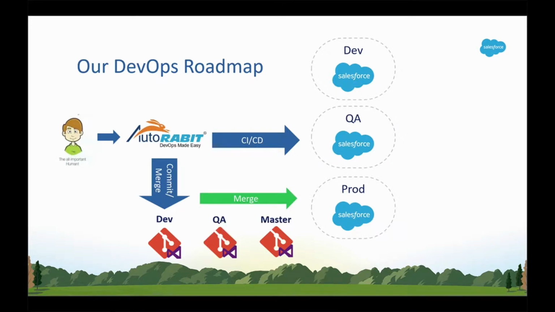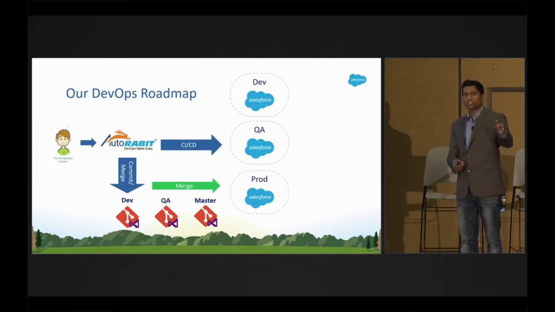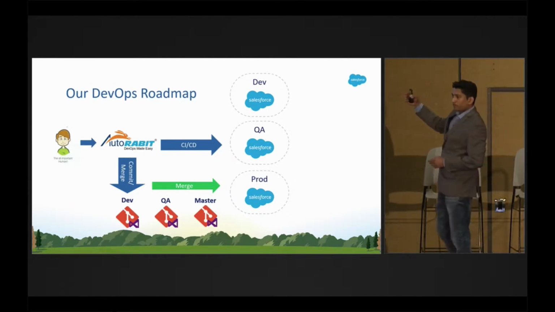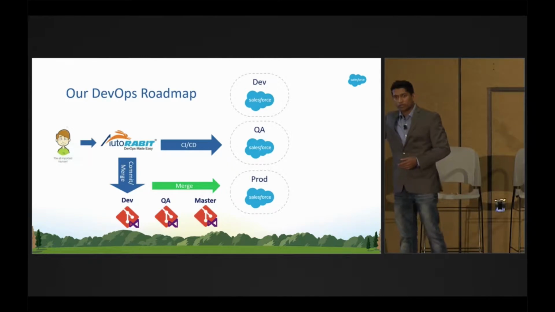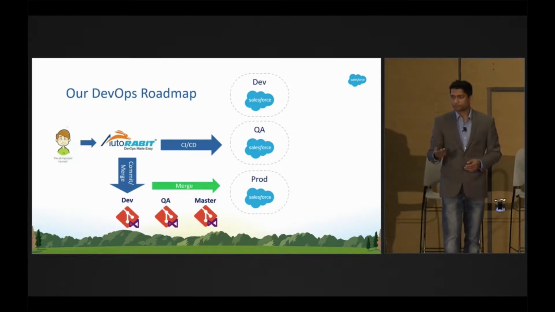So this was the process we followed. At this time, we had AutoRabit, and we had VSTS Git. I think from last week, VSTS is called Azure DevOps. So we started using commits, so we have a backup of the code, and we were using a merge process and promoting to different orgs.